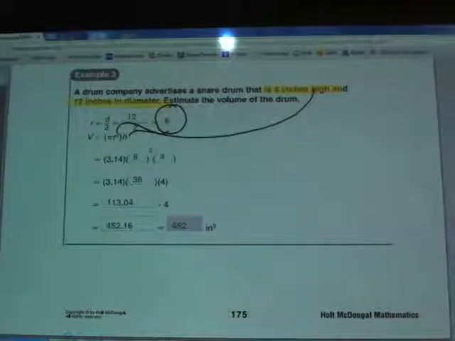Realize we did that first because of order of operations. Exponents have to get done first. And then I can just multiply. It's the same as 113.04 times 4, or 452.16. And since we're estimating, we don't have to worry too much about the decimals, so they just go with 452, as in 452 inches cubed being the volume of that snare drum.